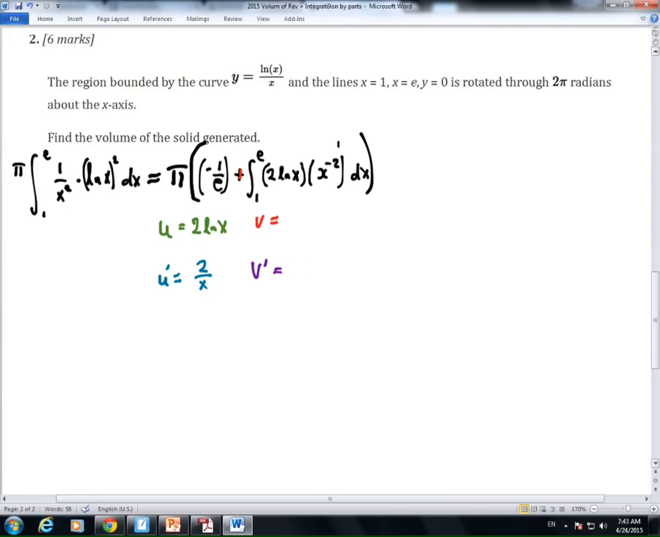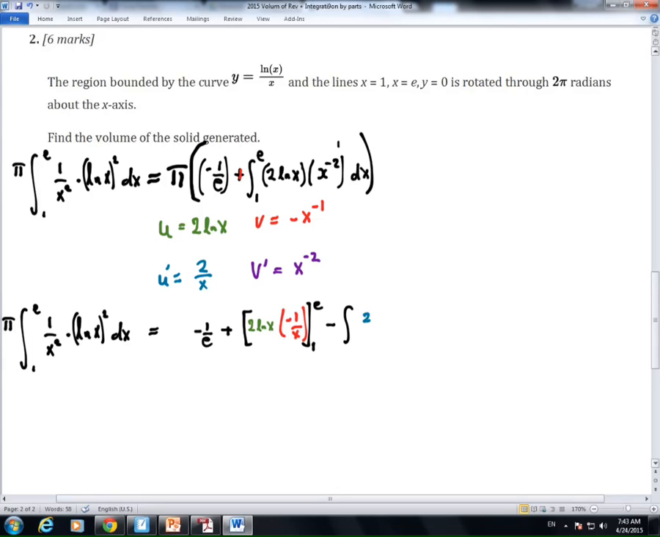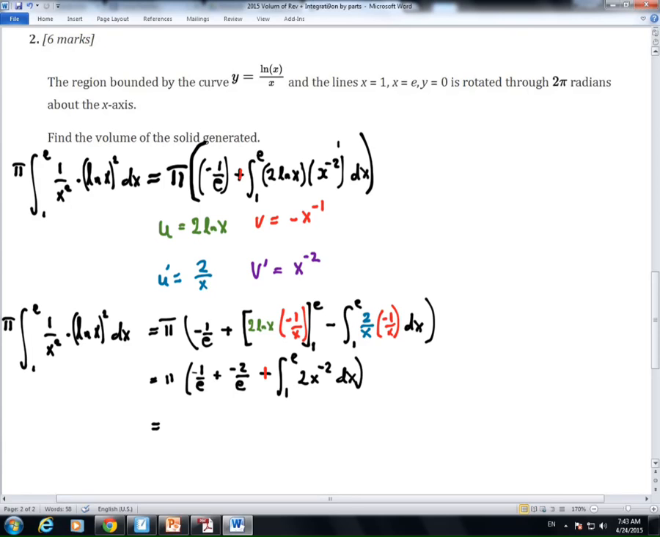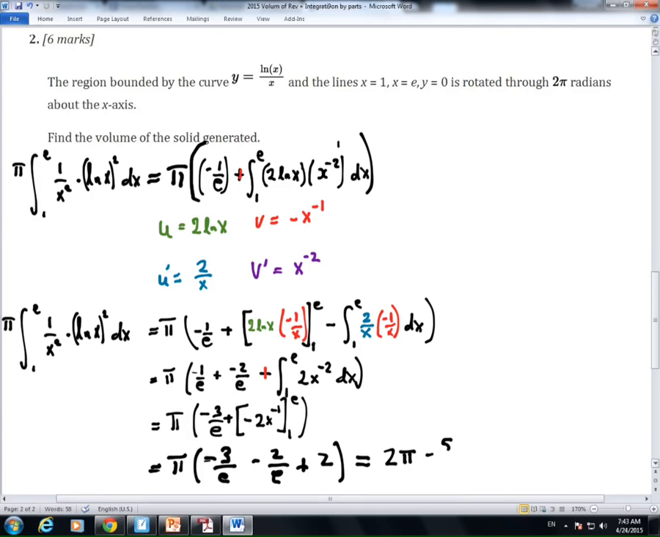And as you can see, it actually does make some really nice numbers, so that when evaluated now a second time into integration by parts, we get our u times v and our u prime v, and that's just a power function, very easy to integrate. And it makes a nice integral, easy to evaluate, and we end up with 2 pi minus 5 pi over e.